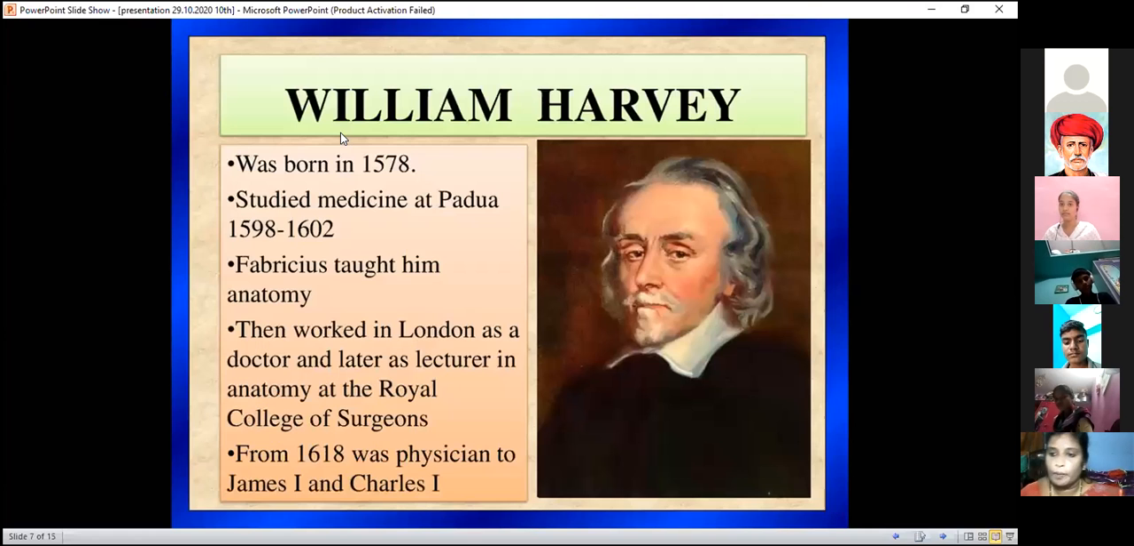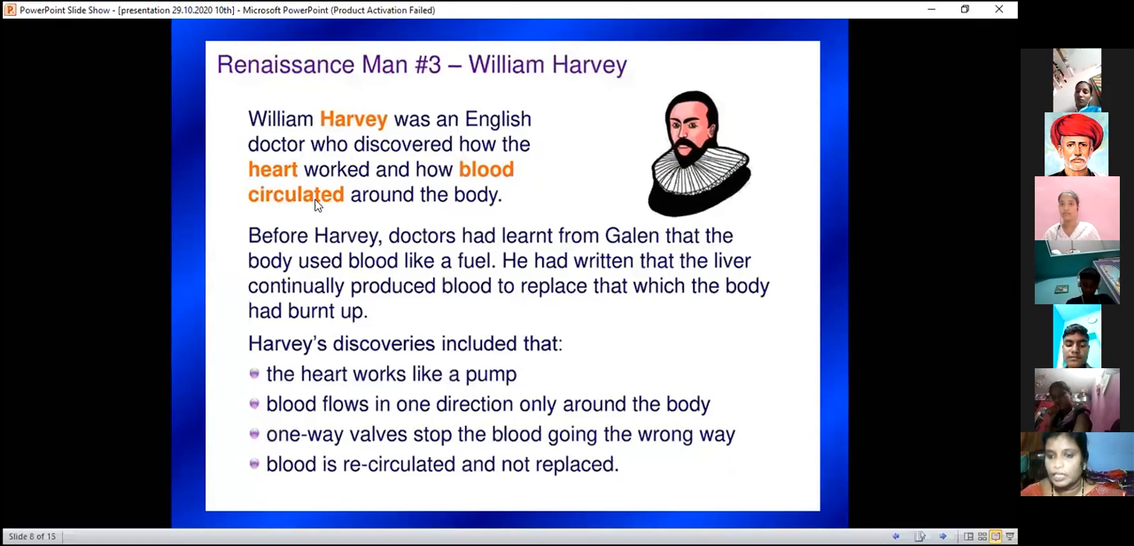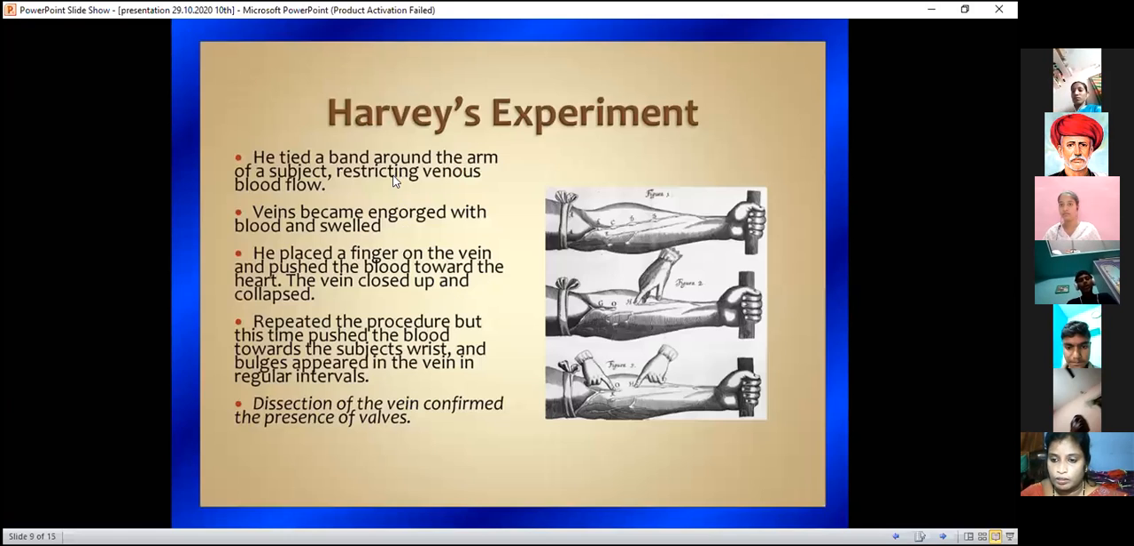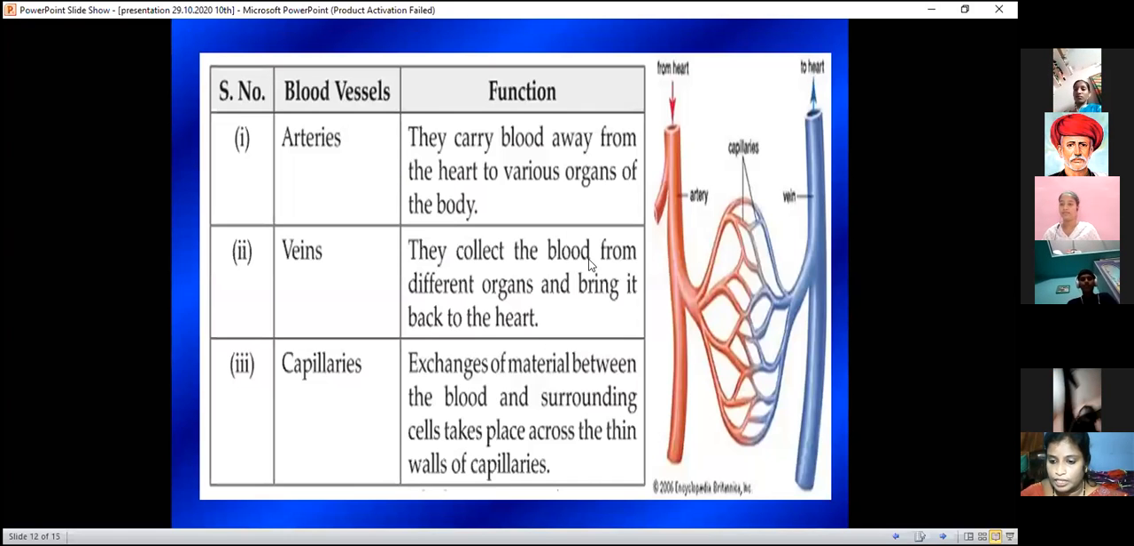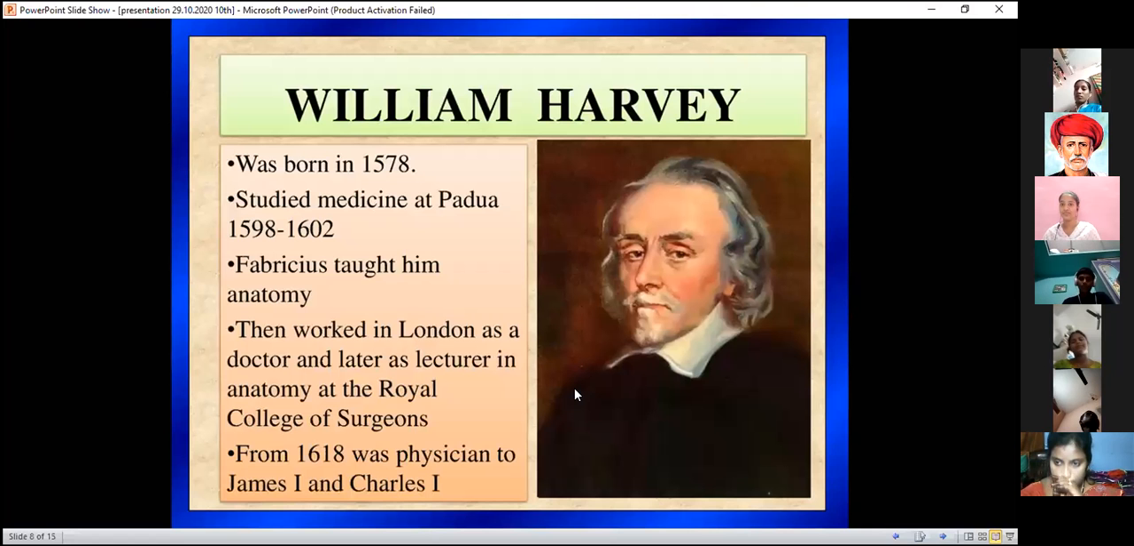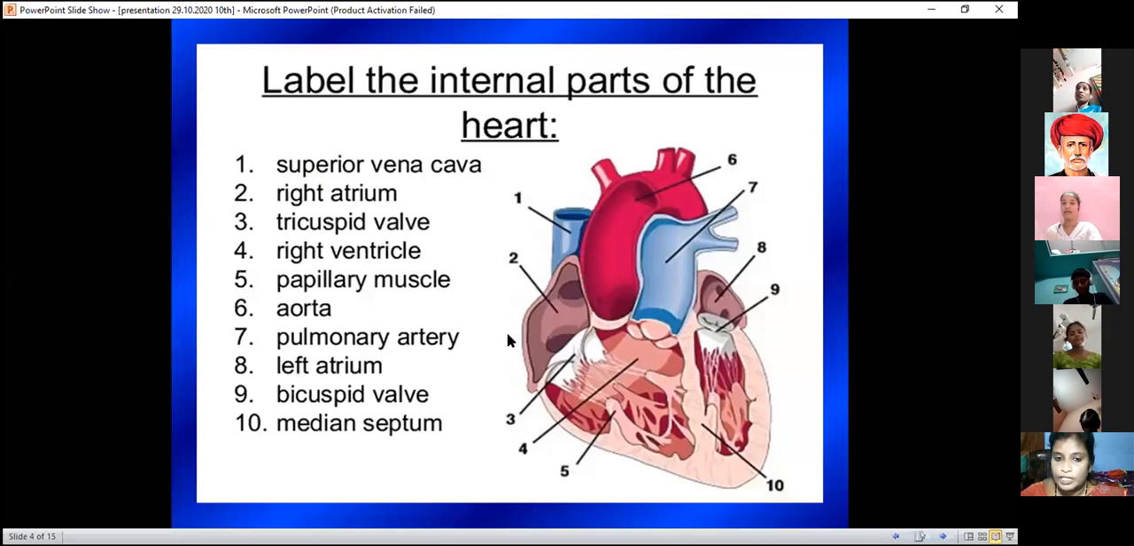Who discovered blood anatomy? William Harvey, madam. Okay, William Harvey. He worked on blood anatomy. Okay, ma'am. Can you understand these slides also? Yes. Any doubts, ma'am? No, madam.